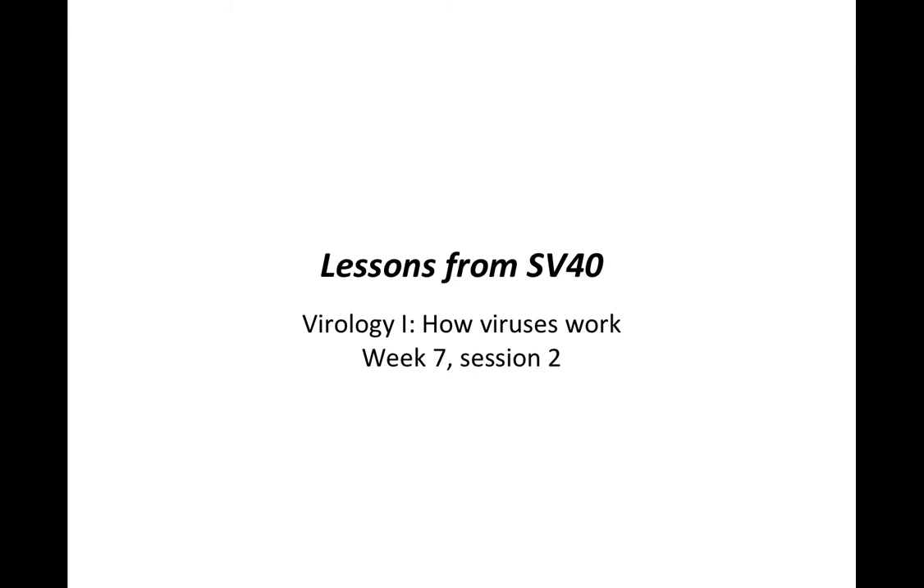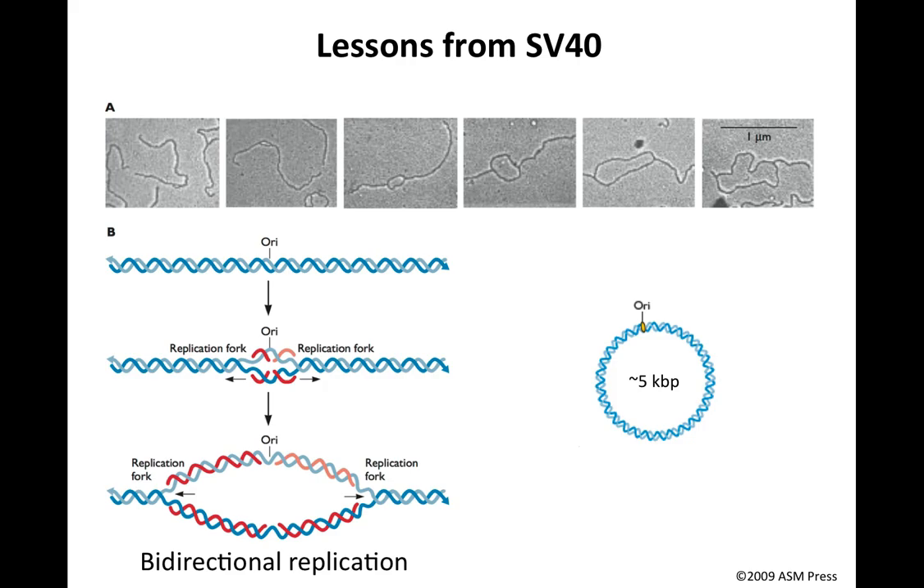And in this video we're going to talk about the lessons we have learned about DNA replication using a small DNA virus called SV40, simian virus number 40. Now this is a virus with a rather small genome. It's a double-stranded DNA circle of about 5,000 base pairs, or 5 kilobase pairs.